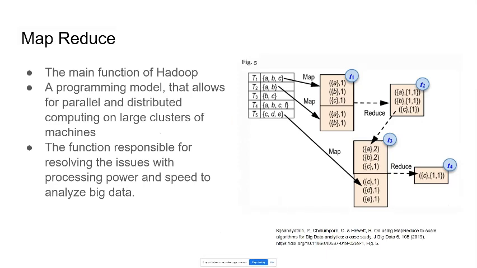Now to talk about MapReduce. MapReduce is the main feature of Hadoop. It is a programming model that allows for parallel and distributed computing on large clusters of machines. It is the function responsible for resolving the issues with processing power and speed to analyze big data. This means MapReduce gives Hadoop the functionality to process data at an efficient volume and speed that wouldn't have been possible before. Next, Matthew will go over some sample code of Hadoop and MapReduce.